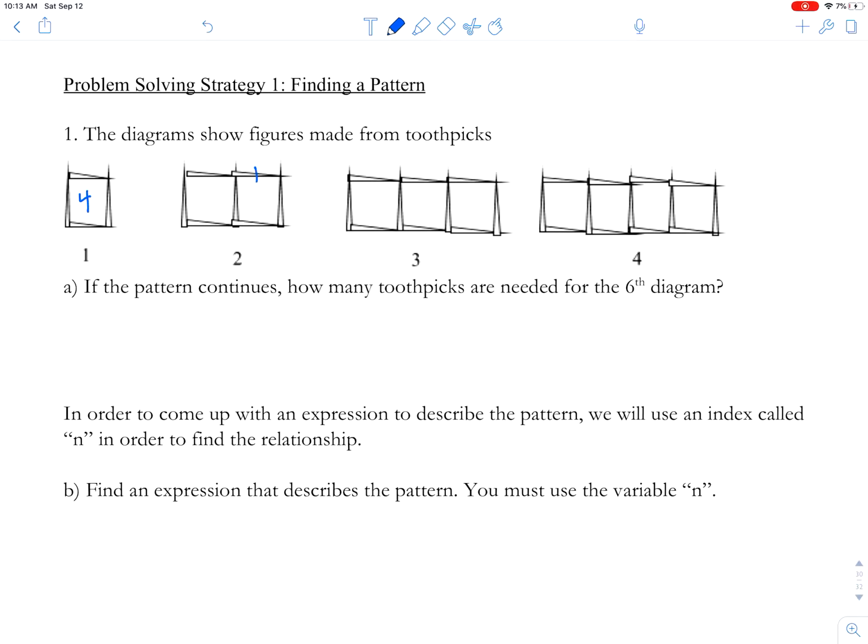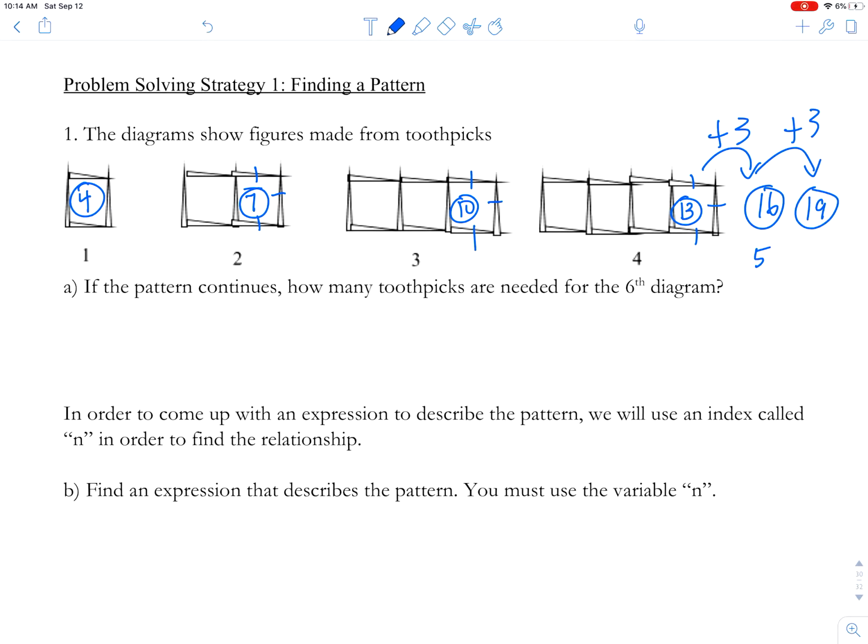Then this one has 4 plus another 3. So we're at 7. So 4, 7, plus another 3 is 10. And plus another 3 is 13. And so I've noticed that each time I move up, I'm going to be adding 3. So if I add another 3, then there'd be 16 toothpicks in the 5th diagram.